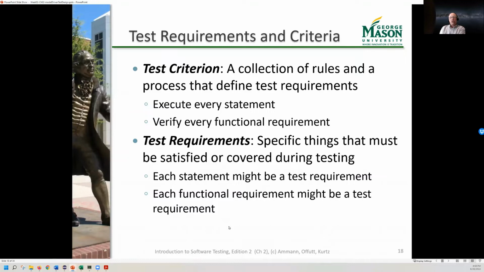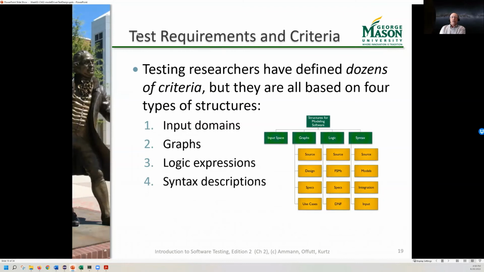Or each functional requirement, right? That could be a test requirement. So where do test requirements and test criteria come from? So there are many, right? Testing researchers have defined dozens, perhaps hundreds.